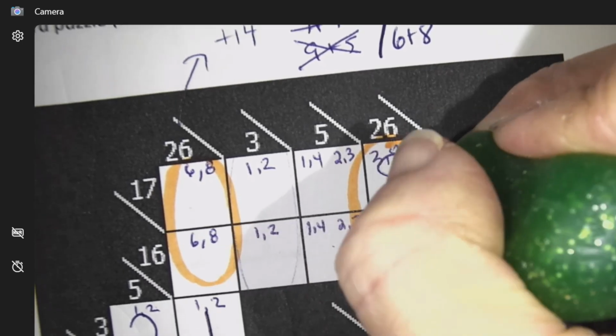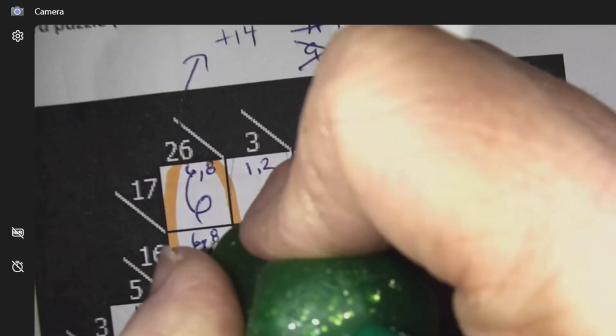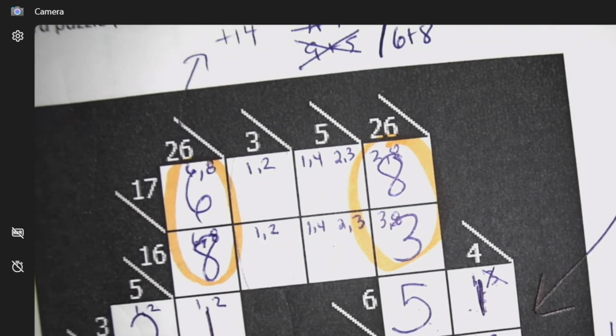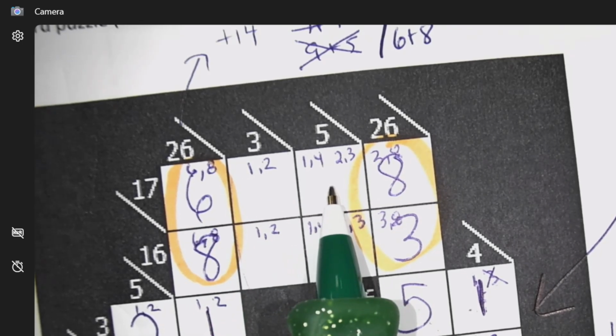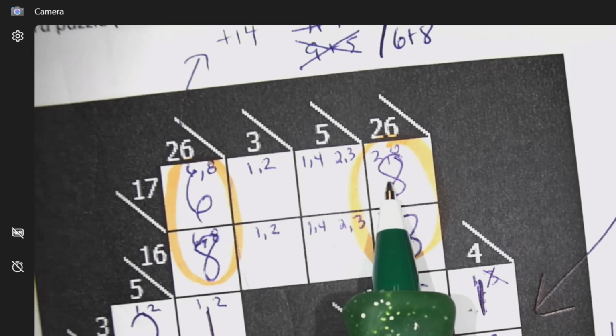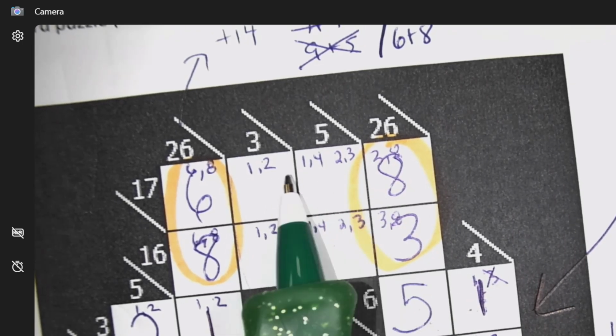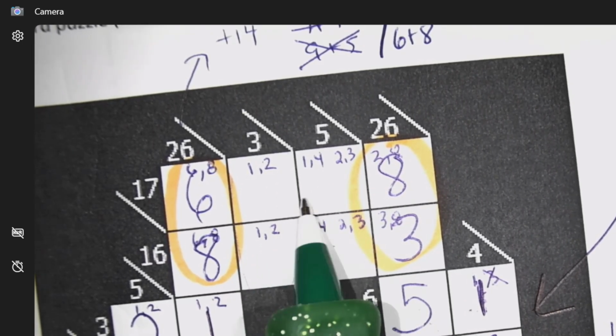Can you try to finish it out? Try to finish this out. So 6 and 8 are in the top. How much do you have to go yet? 6 and 8 is 14. So I need these things here to make 3 more.